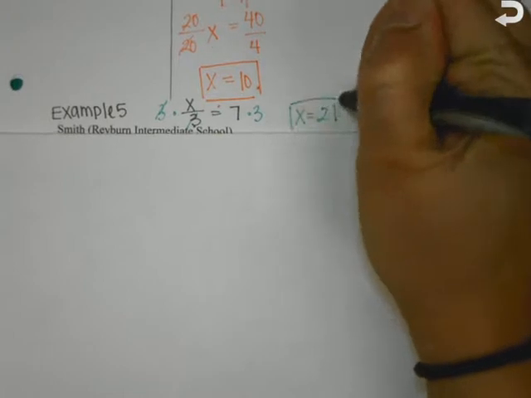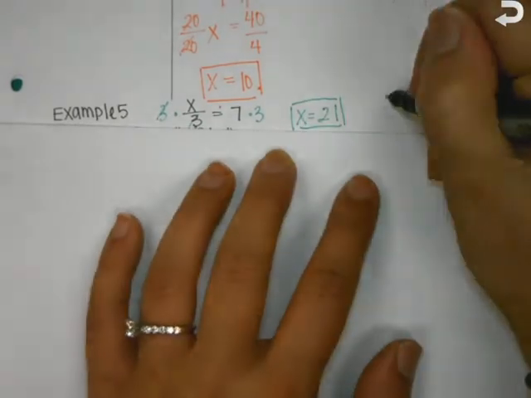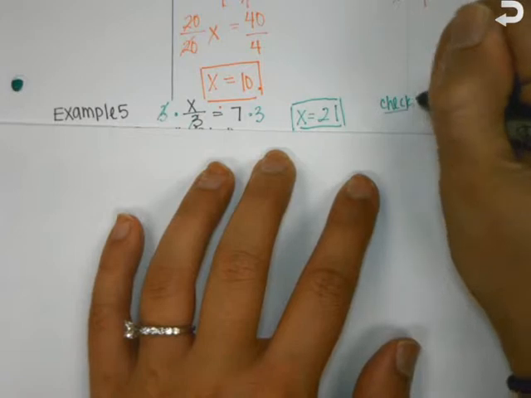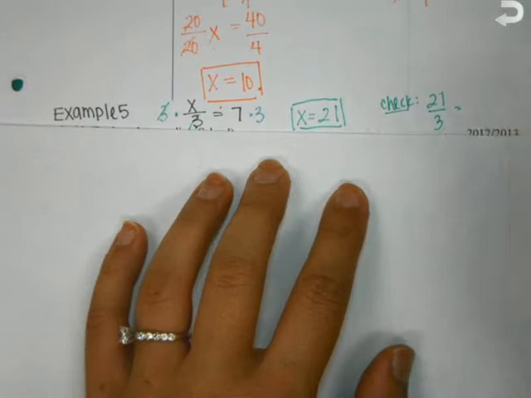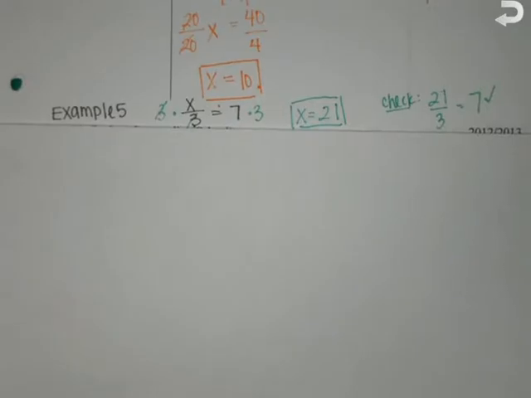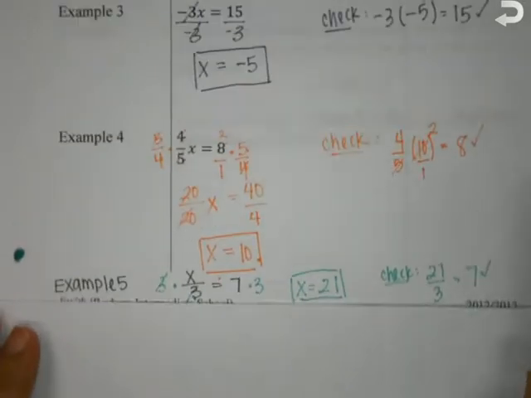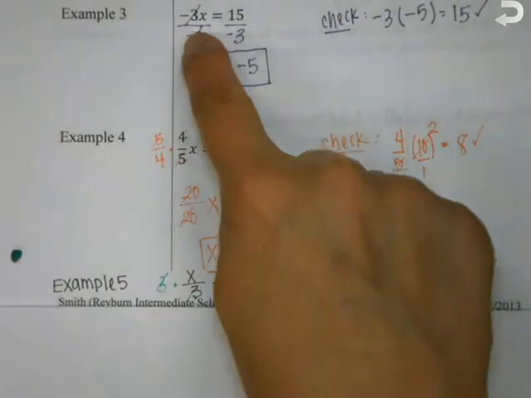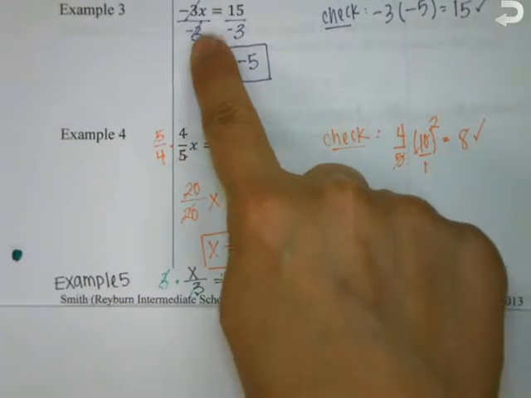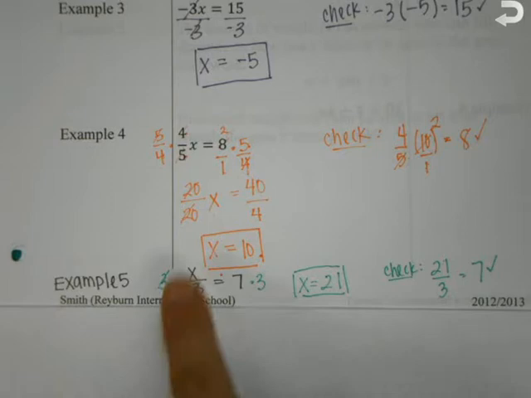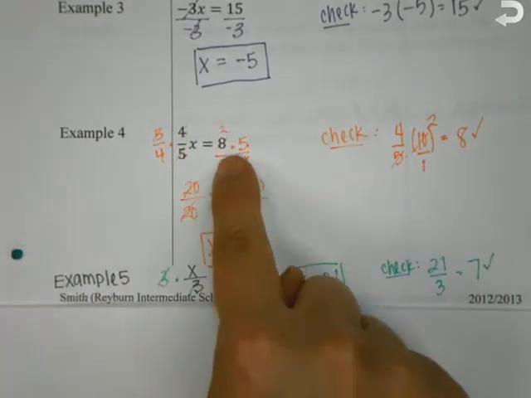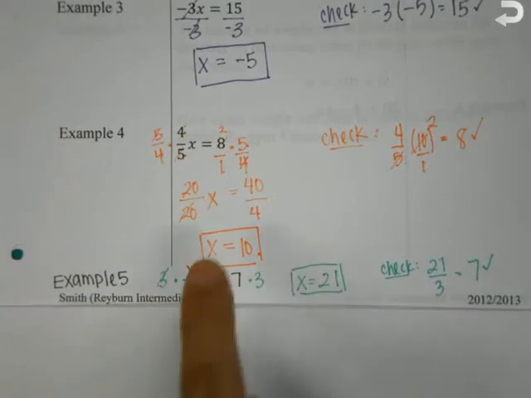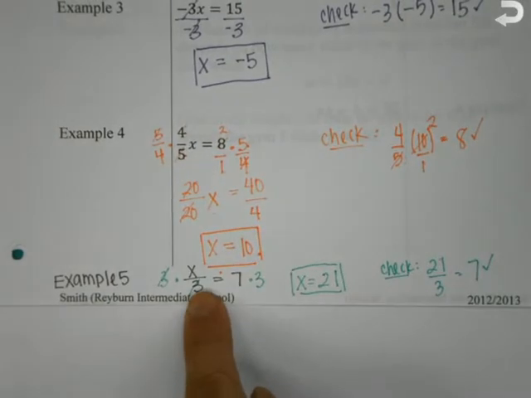And then a quick check. 21 over 3. What's 21 divided by 3? 7. Okay? So that is when we have just division. So if we have, like in example 3, multiplication, we divide on both sides to get your answer. If, like in example 2 or 4, you have a fraction, we multiply by the reciprocal, and that's going to give us our answer. And if, like in example 5, we have a division, we multiply to get our answer. So you always just do the opposite. Okay?